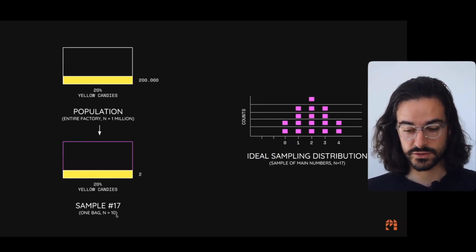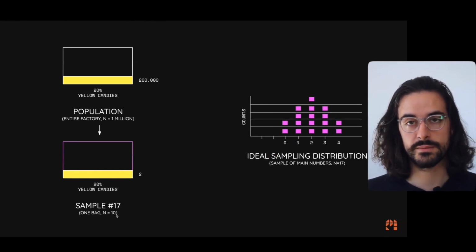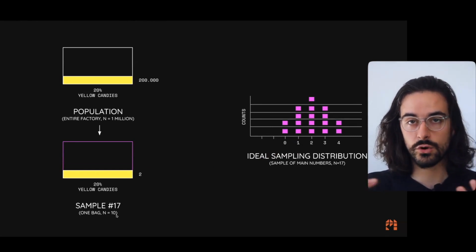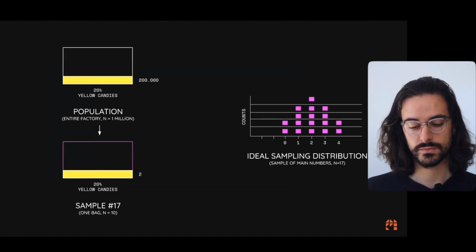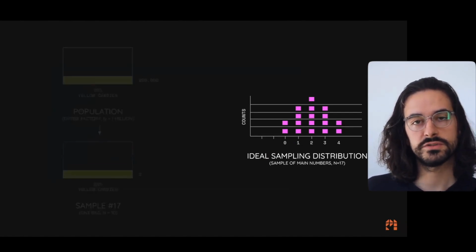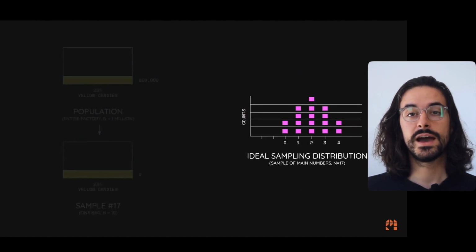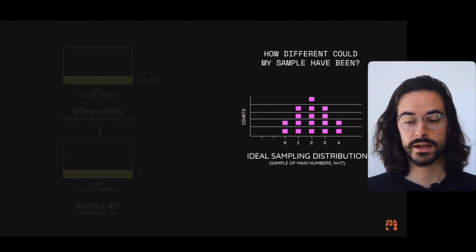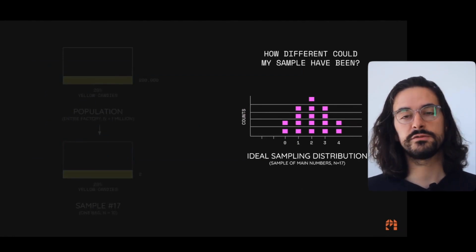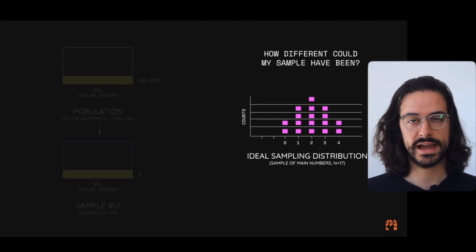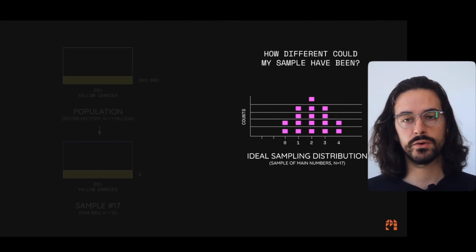And suddenly, if we do that 17 times, which is the example here, we're going to have a normal distribution shape, right? A bell shape. So we took our 17 samples, and now they're shaping this ideal sampling distribution, which is giving us the probabilities of finding a new sample, right? The question is, how different could my sample have been? That's the question that we're asking ourselves. Like, if I were to draw a new sample, what number would I find, right?